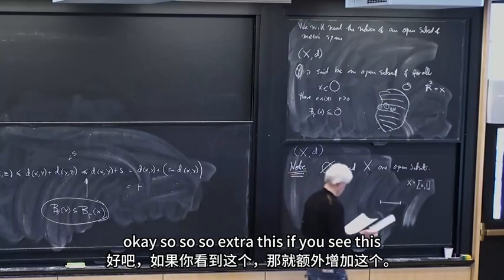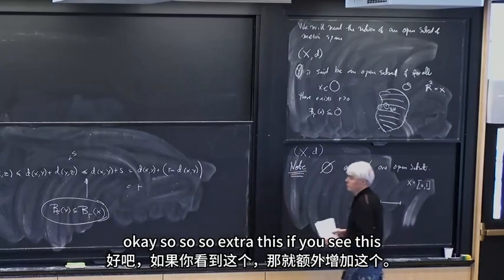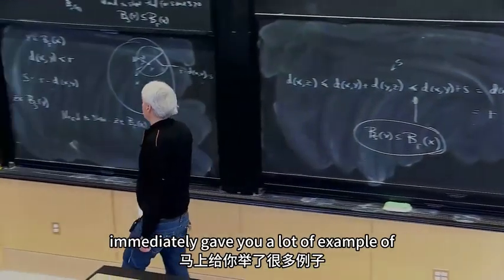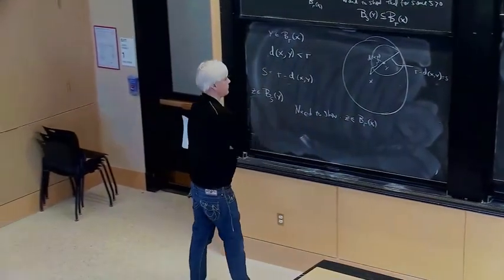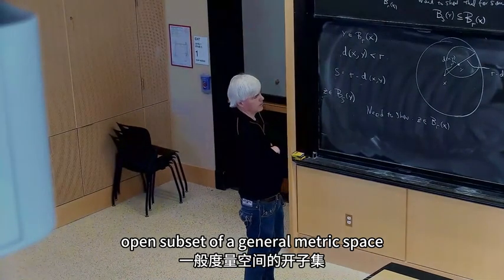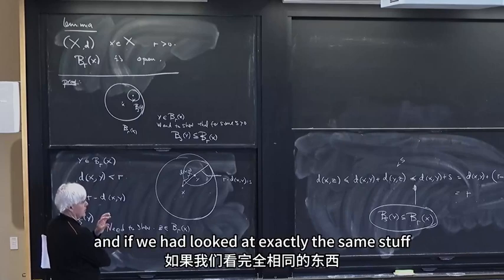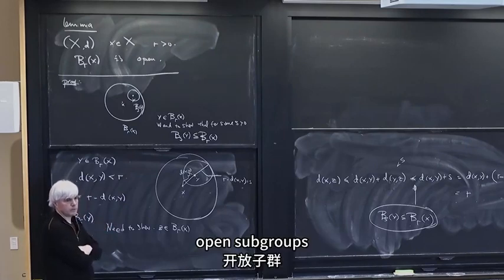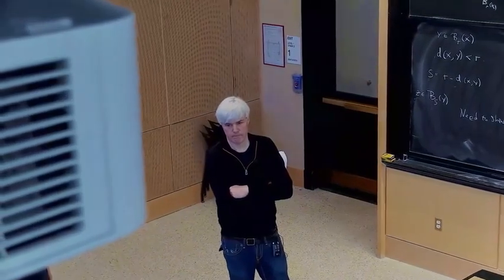Okay, so this immediately gives you a lot of examples of open subsets of a general metric space. And if we had looked at exactly the same thing with tubular neighborhoods, we would find that those are also open subsets. Are we also going to look at closed subsets, or do those have a value?